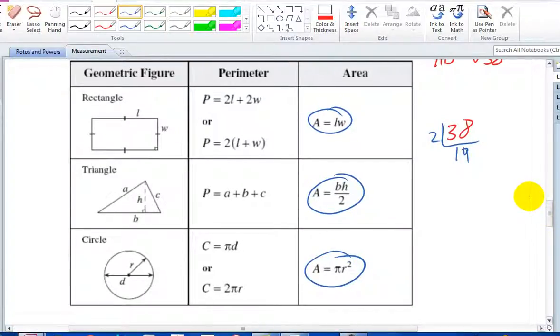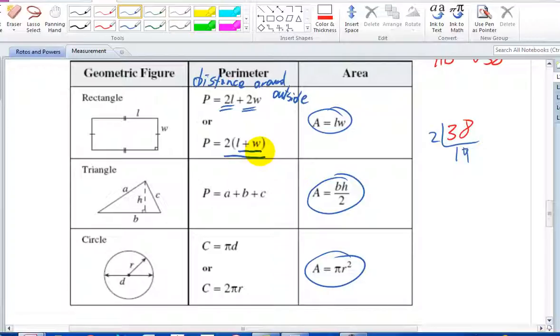And then you have perimeter. Perimeter is the distance around the outside. Okay. So a lot of times you're just going to add 2 lengths and 2 widths, or you can add them together and then multiply by 2. So it's your choice on which method you choose for the rectangle.